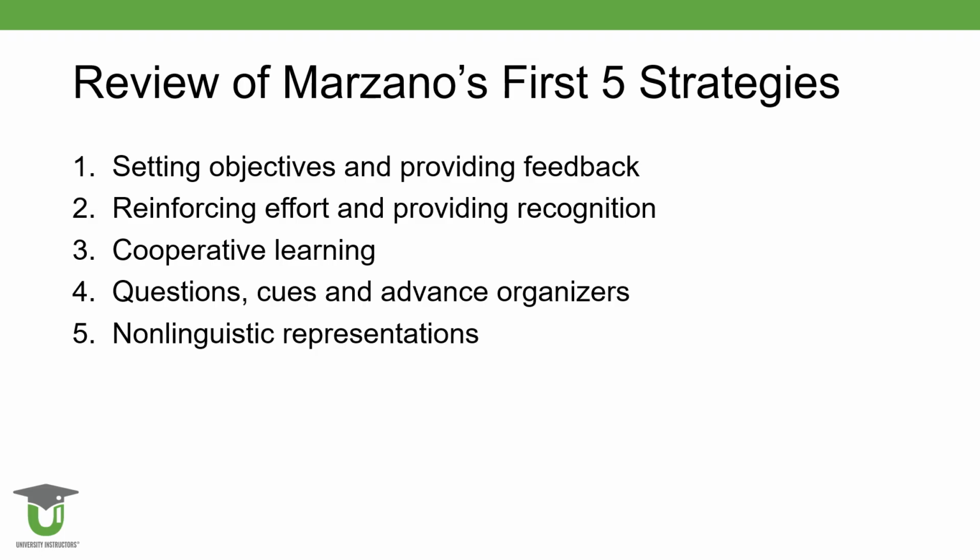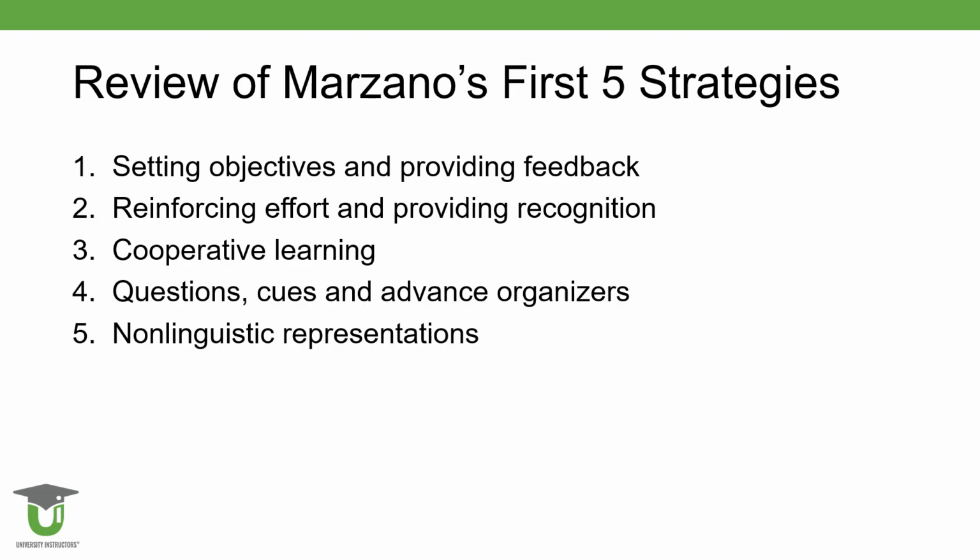The fourth strategy, questions, cues, and advanced organizers, supports comprehension and retention by guiding student thinking. Instructors use higher order and open-ended questions or prompts to check for understanding, provide cues to activate prior knowledge, and offer advanced organizers such as charts, outlines, or graphic organizers to structure new information. For example, before reading a chapter on ecosystems, an instructor might ask, "What do you already know about ecosystems?" and provide a graphic organizer to help students categorize information.